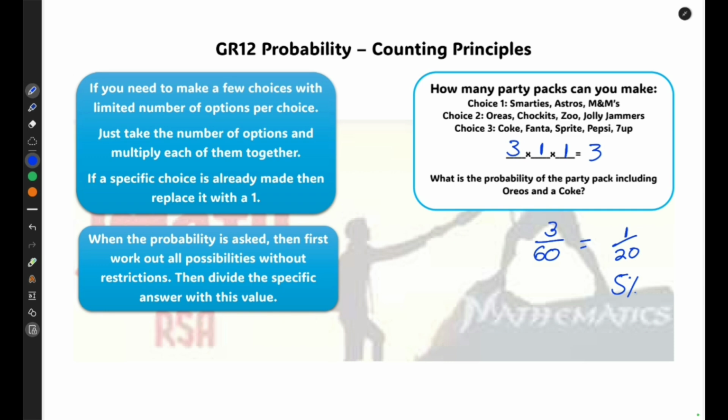Okay, guys, so that is counting principles. Now you're in grade 12, and there's a reason why this is in grade 12. So it's not going to stay this easy, but that's the foundation of this entire chapter.